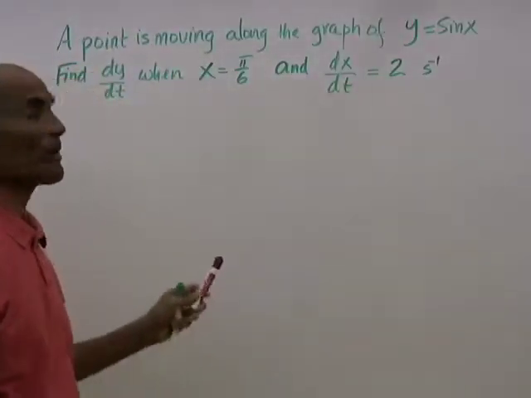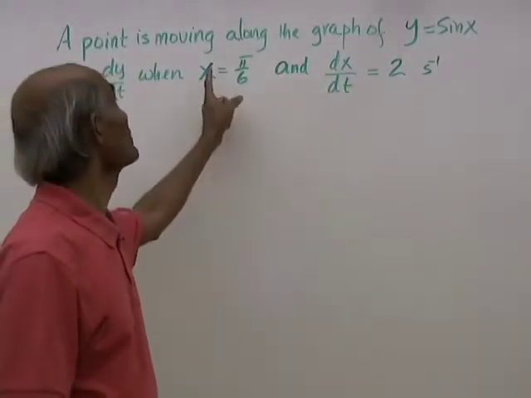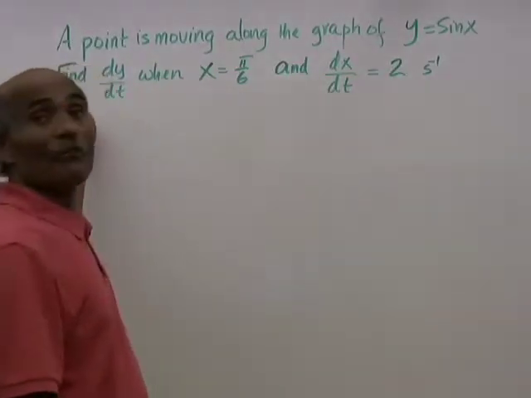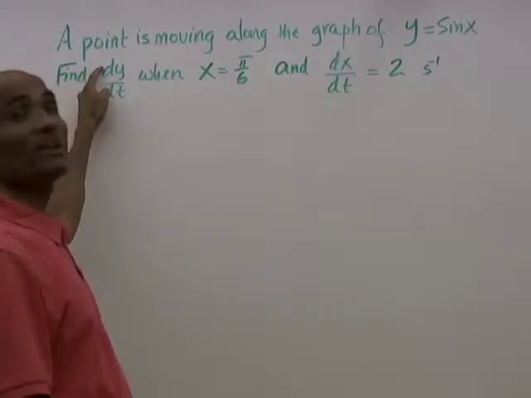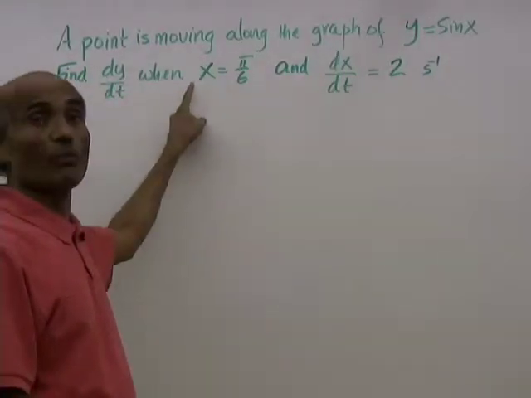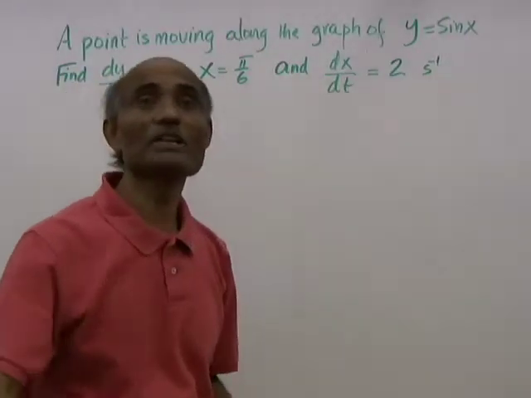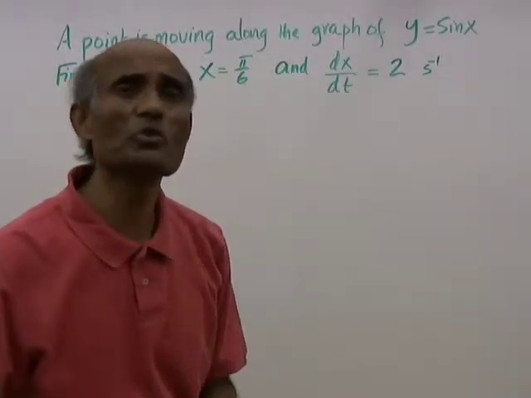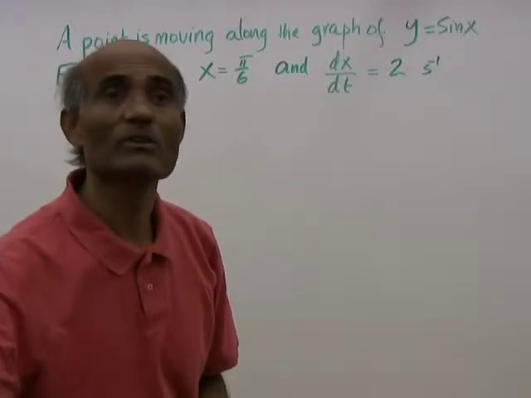Alright, look at this problem. A point is moving along the graph of y equal to sine x. Find dy by dt when x equal to pi by 6 and dx by dt equal to 2 per second, 2 radians per second.